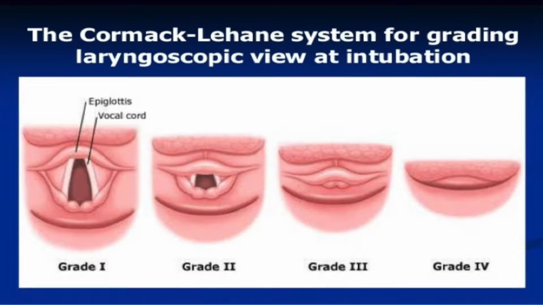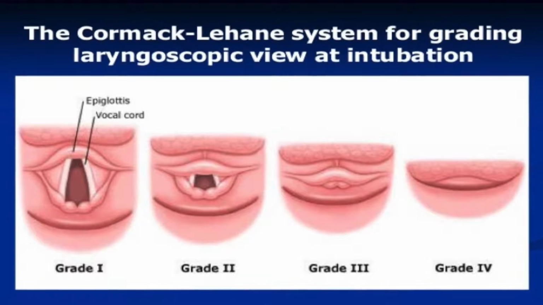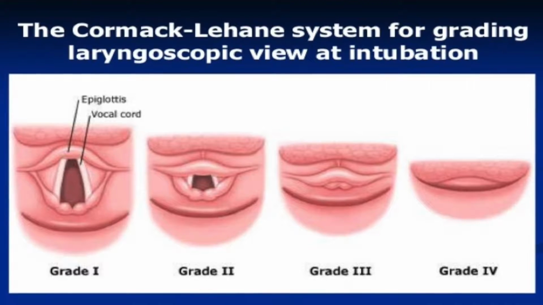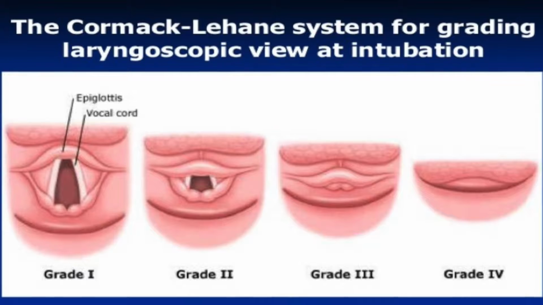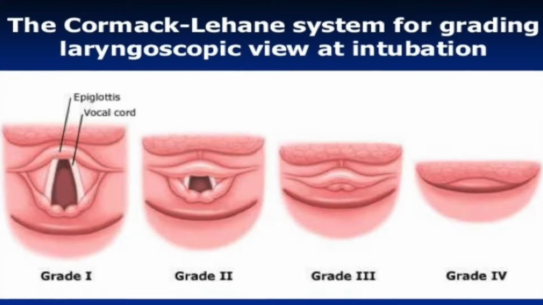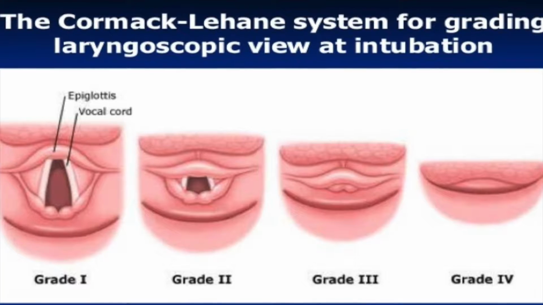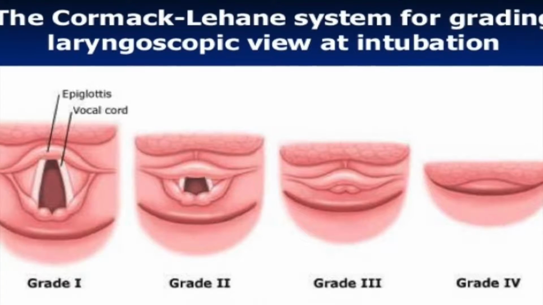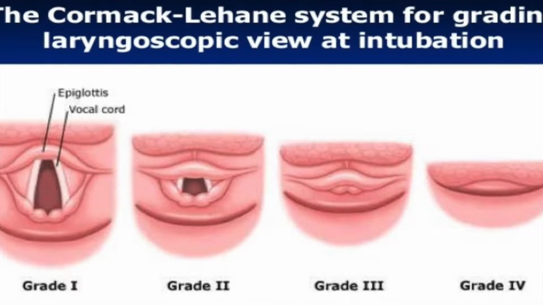Airways are graded from 1 to 4, 1 being the easiest and 4 being the most difficult. After advancing a laryngoscope, a grade 1 view is described as the entire view of the glottis. A grade 2 as a partial view of the glottis. A grade 3, you can only see the epiglottis, and grade 4, you cannot see the epiglottis at all. When intubating a patient and being confronted with a grade 3 or 4, this is when you would head down the difficult intubation guideline.